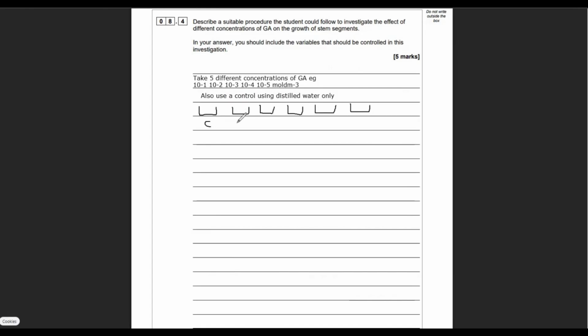They're giving us 60 plant segments. So how many can I put in each, bearing in mind I've got 5 concentrations and 1 control? I can put 10 plant segments in each dish, Petri dish or whatever dish you're using. So I've got my control, which is just distilled water. I'm going to add 10 stem segments to each of the dishes.